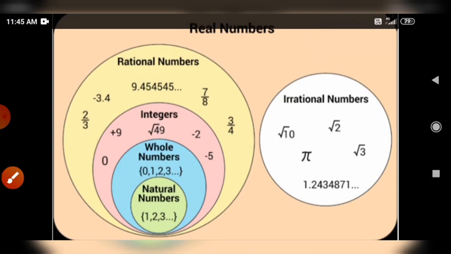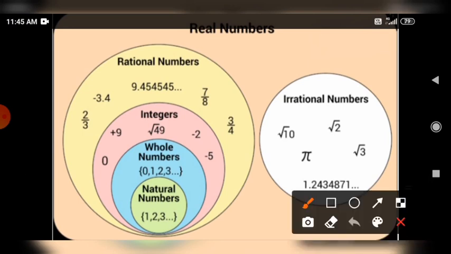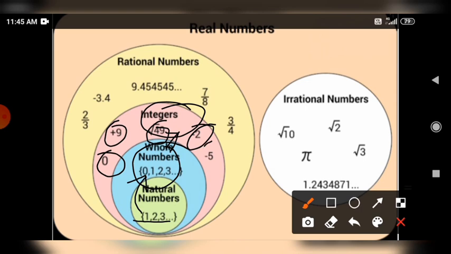For example, natural numbers start from 1, 2, 3, etc. Including 0, we get whole numbers: 0, 1, 2, 3, 4, etc. Whole numbers including negatives of natural numbers give us integers. Perfect square numbers, positive numbers, 0, and negative numbers are called integers.